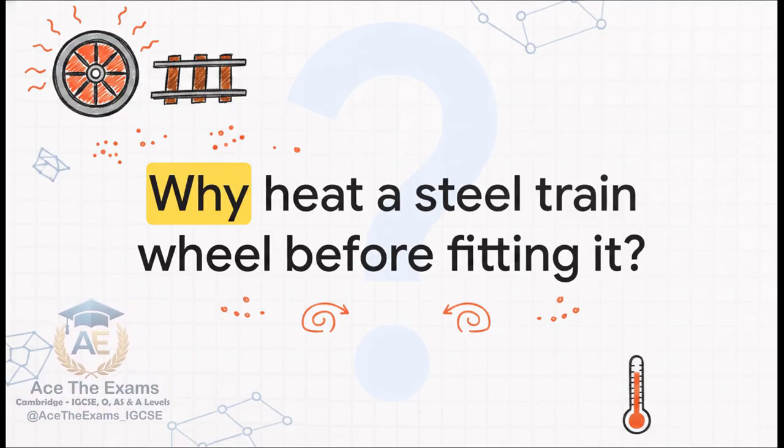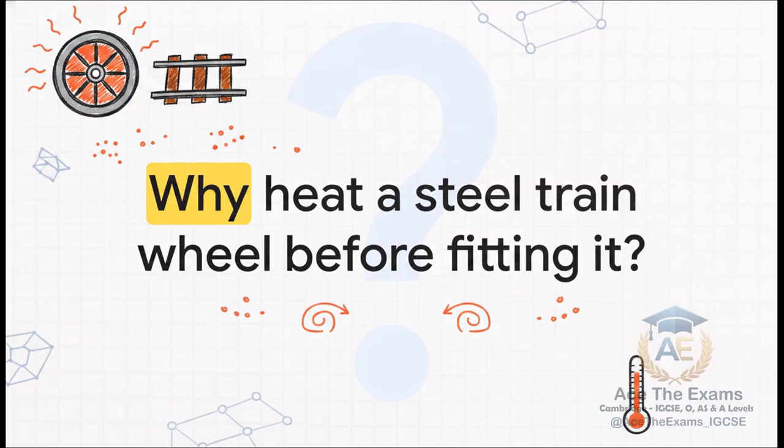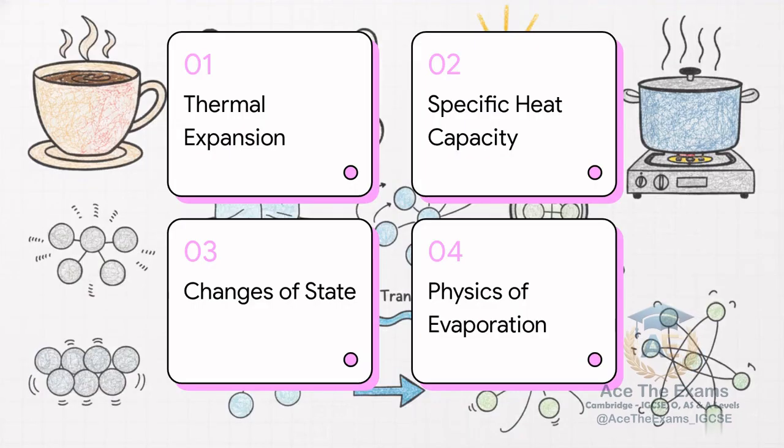Keep this train wheel question in mind because we are going to build the exact strategy needed to score a perfect 100% on it. Our game plan for today covers 4 key tactical zones. 1. Thermal expansion in action. 2. The specific heat capacity math. 3. Investigating changes of state. And 4. The physics of evaporation. Let's get right into it.